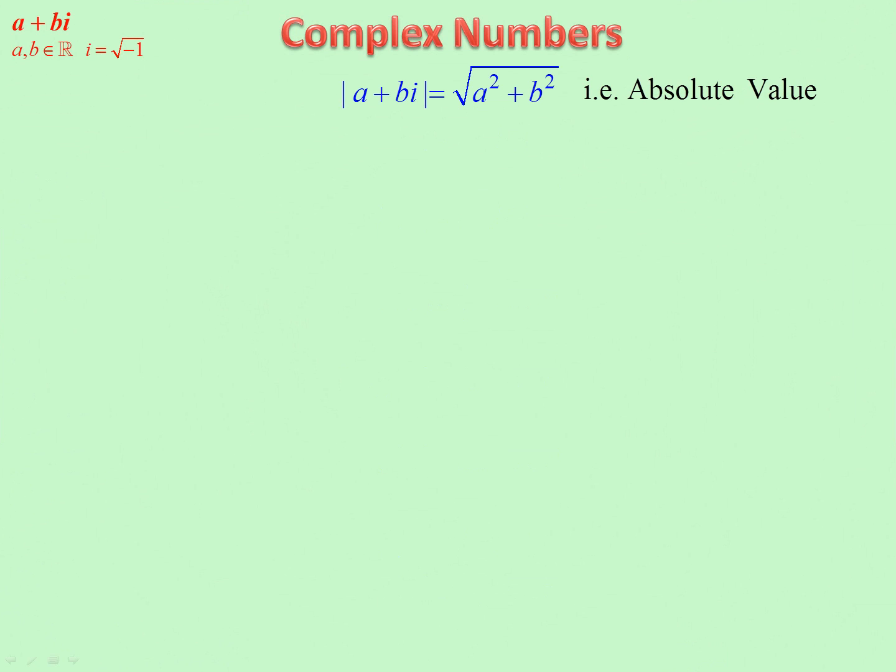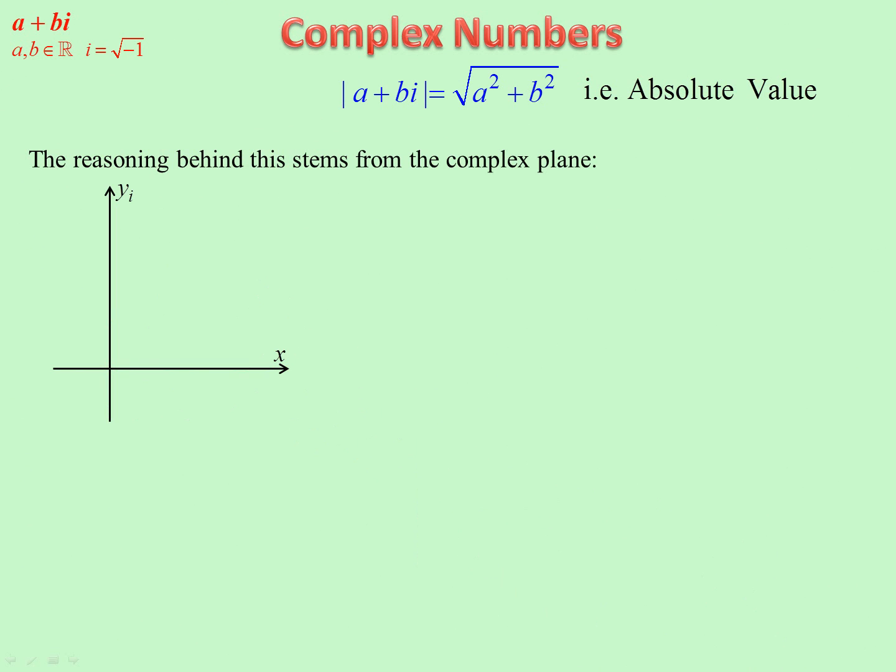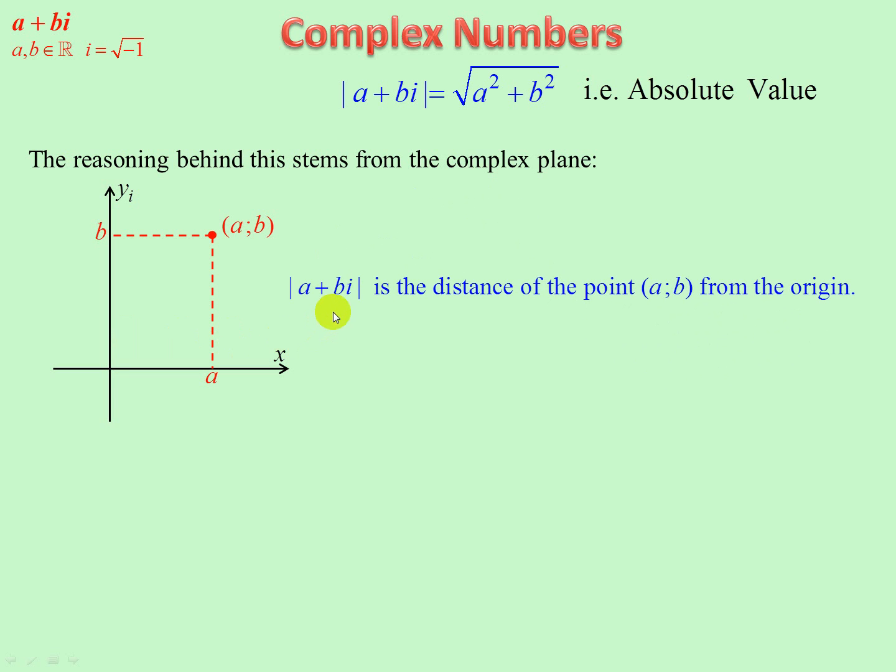Absolute value. Just as a little side issue, the absolute value of a complex number. That seems strange. But it stems from the complex plane. Now what happens is that we have a complex plane on which we put the numbers. The a's go here and the b's go here, remembering that b is multiplying i. So there's the point (a, b), and that represents a plus bi. Now, a plus bi, the absolute value is the distance of the point (a, b) from the origin. So from there to there is the absolute value of a plus bi.